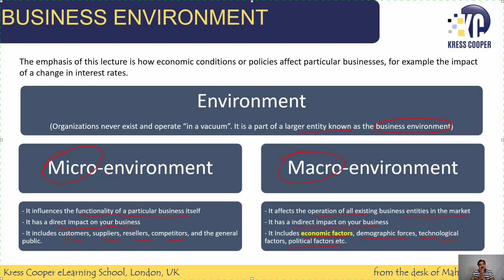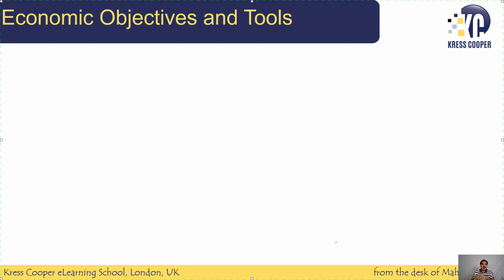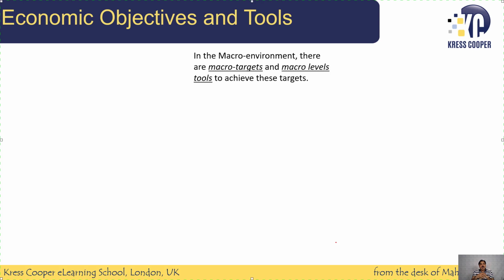We will continue our discussion regarding the macro environment only. We will see what is a macro environment, what are the macro environment targets, what are the tools that are being used by the government to achieve the macro environment targets, and how those tools will have an impact on the business. So as I discussed, in the macro environment, there are macro targets and macro level tools. To achieve those macro targets, government is applying the macro level tools.